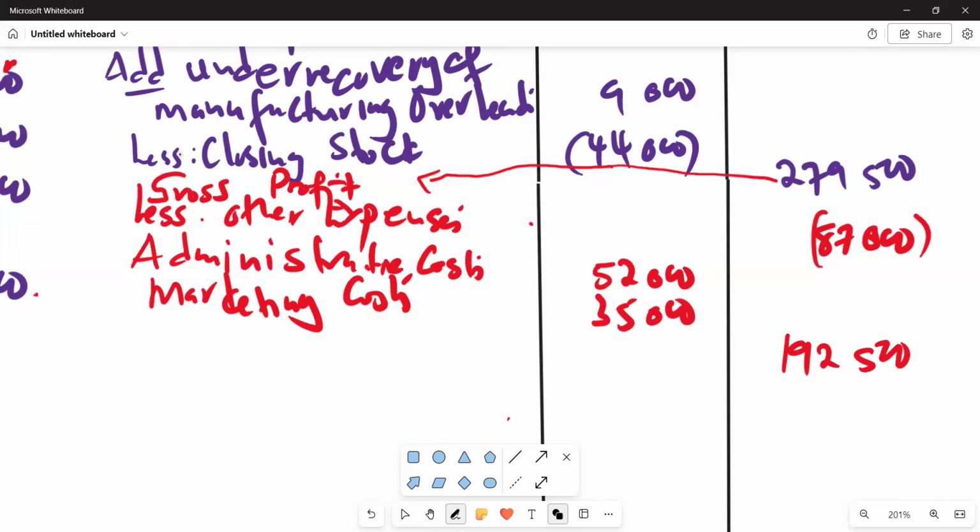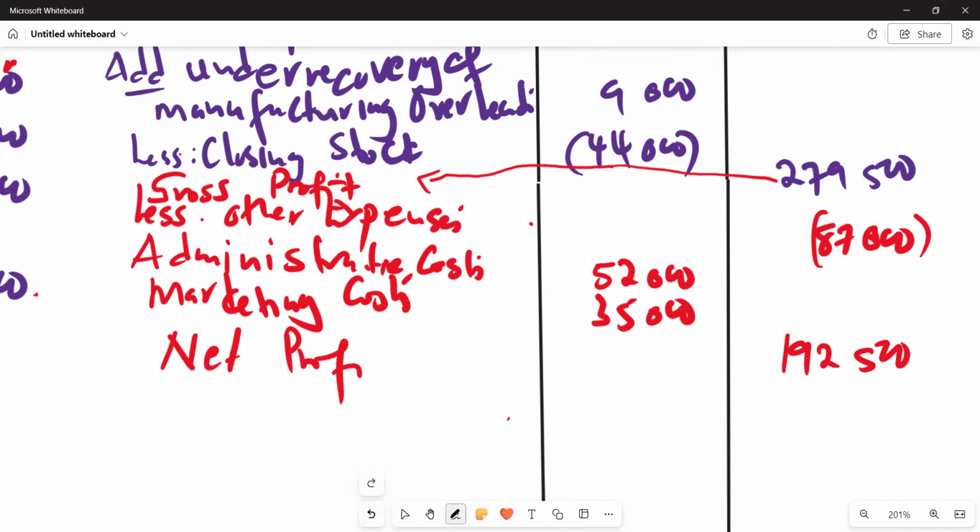So having done that, the description of this figure that we have there is our net profit, because our gross profit is greater than our other expenses. If our gross profit was less than our other expenses, we are going to get a negative figure here, and we are going to call it a net loss. But in this case, we have got gross profit being greater than our other expenses, so it's our net profit. So this is the final answer that we have, which is representing our net profit.